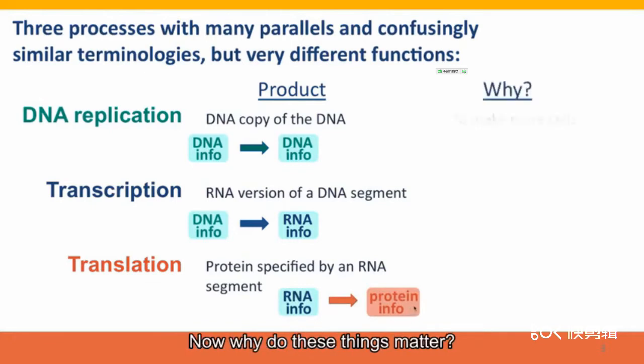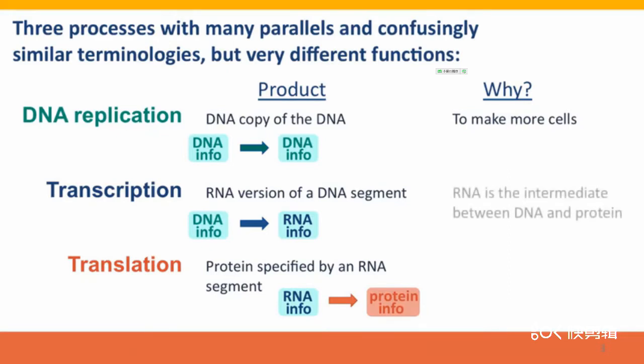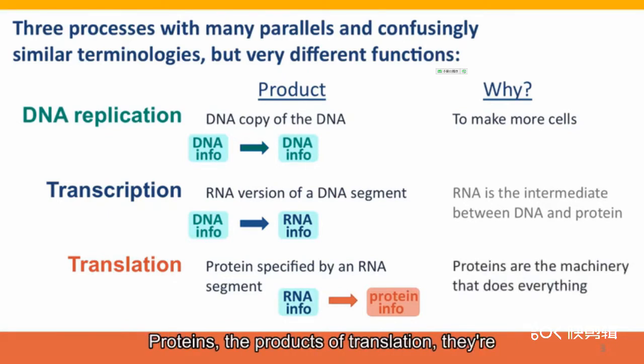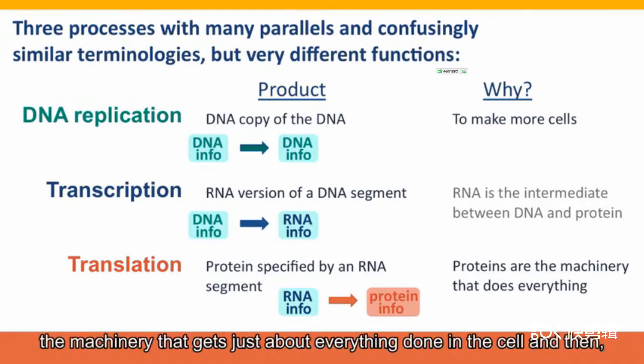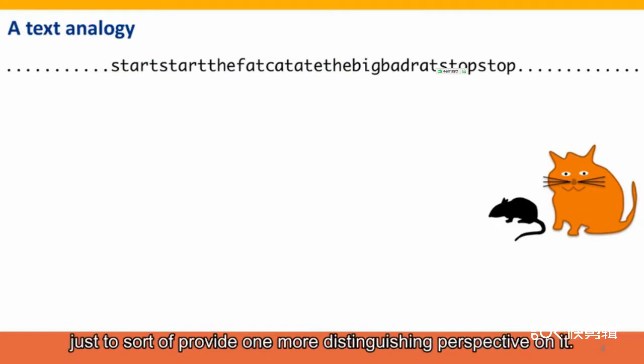Now, why do these things matter? DNA replication matters to make more cells. This is how heredity works. This is the fundamental process of heredity. Transcription produces the intermediate. For most genes, this is the limiting step that determines whether they get expressed or not. So this is where most of the regulation happens. Proteins, the products of translation, are the machinery that gets just about everything done in the cell and thus in our bodies.